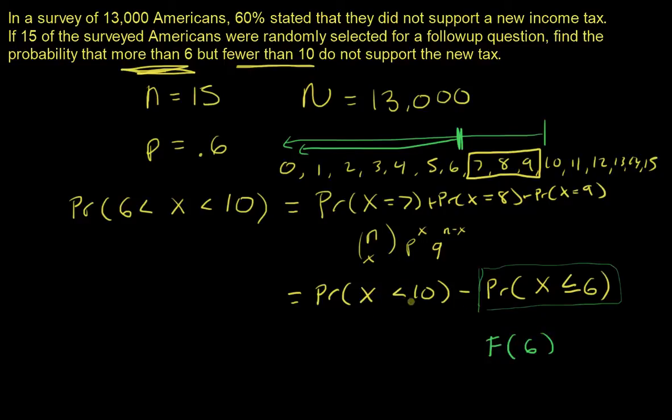Now this strictly less than is not something, remember the CDF is going to have less than or equal to. So I need to change this, and only for discrete random variables can I do this. Since this is discrete, less than 10 is the same thing as less than or equal to 9. In continuous random variables, you cannot do this. Only for discrete random variables can you do this. These two things are the same. All right, great. So this is the CDF evaluated at 9 minus the CDF evaluated at 6.